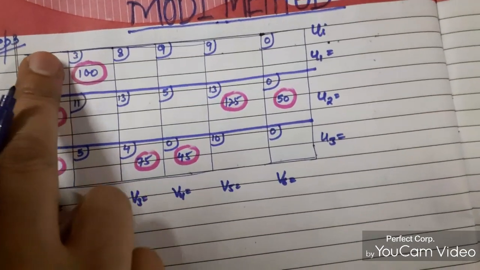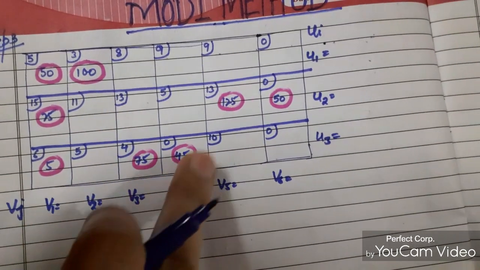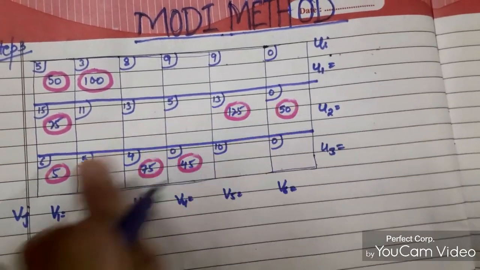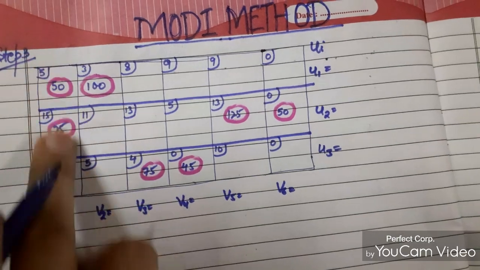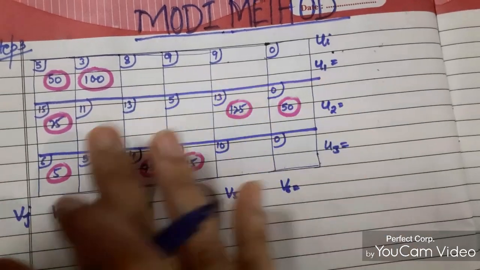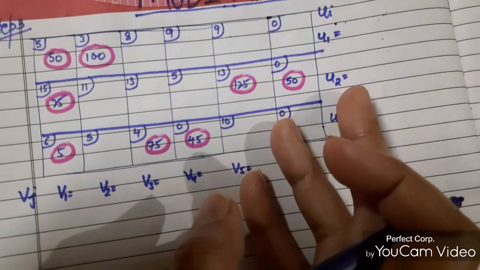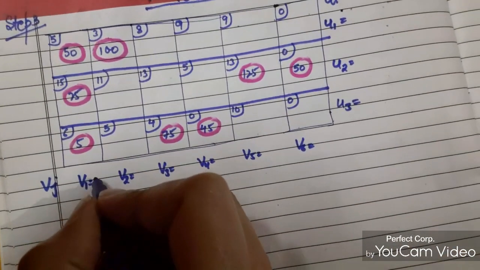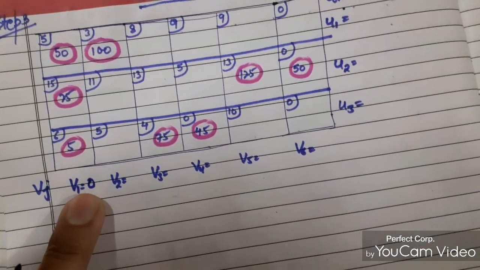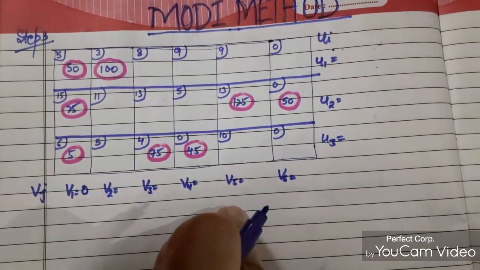Now we will check the columns also. This column has 3 allocations. This has 1, 1, 1, 1, 1. So we have 3 options, that is whether to use this as 0 or this as 0 or this as 0. In my previous video I took it according to the rows. As there is a tie in all the 3, I can take any one. So let's suppose I take v1 equals 0. By using v1 equals 0, I will now calculate the values of all other ui and vj.